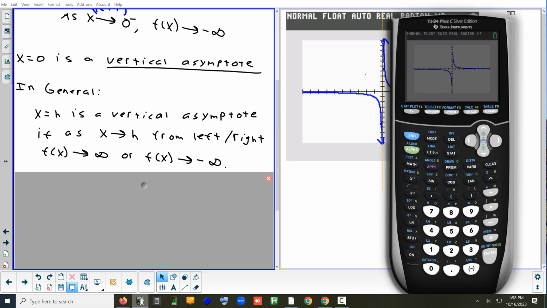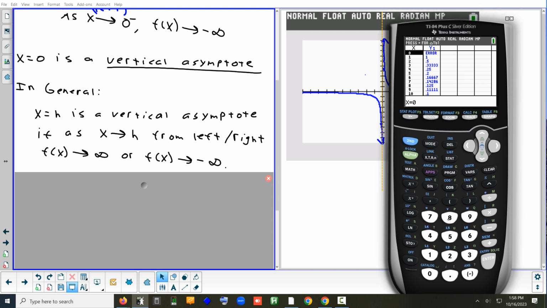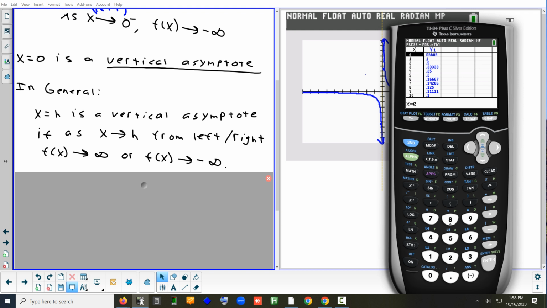Now, another way you can check it if you don't have the graph is plug in a number that's close to the vertical asymptote. To do this, you have to make it so the calculator lets you type in a number. Right now I can't. It's giving me 0 to 10 and I can't change it. I want to type in my own number. So I'm going to press second, and then I'm going to press window. When you press second window, it brings you into how that table is set up on the screen.